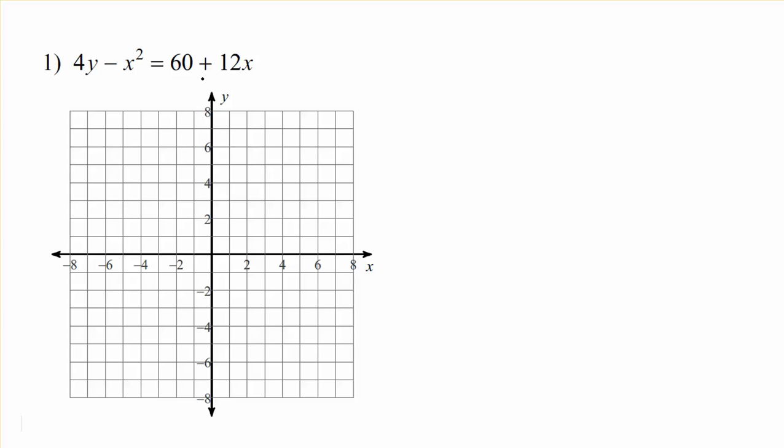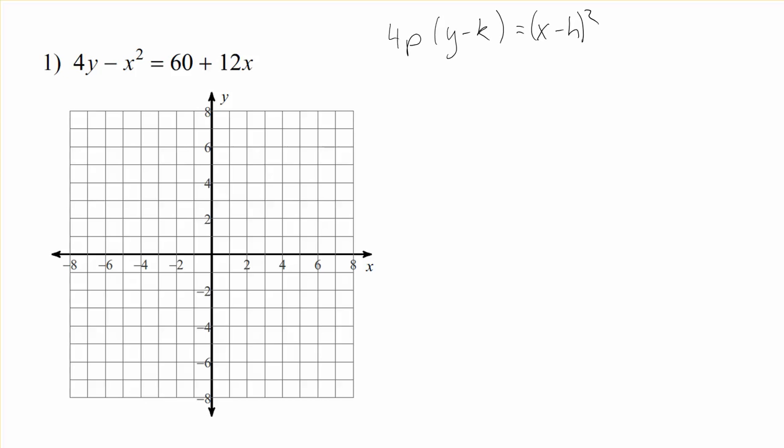The form that we want this in is 4p times y minus k equals x minus h quantity squared. And it's obviously not in that form right now. It's 4y minus x squared equals 60 plus 12x.